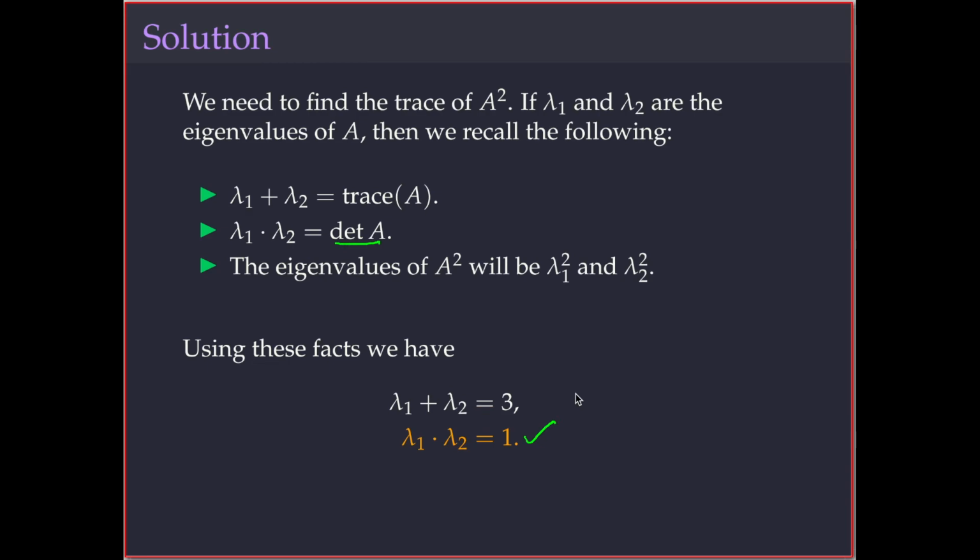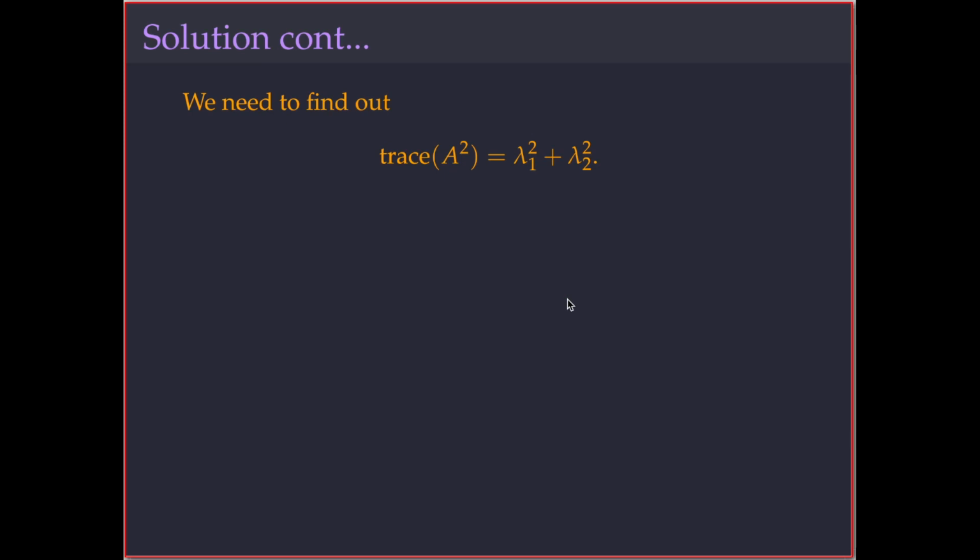Okay, and hence what we need to find out is the trace of A square. So what is the trace of A square? The trace of A square is lambda 1 square plus lambda 2 square. So this is what we need to find out. Fine. Okay, so see that lambda 1 plus lambda 2, whole square, is equal to lambda 1 square plus lambda 2 square plus 2 times lambda 1 lambda 2.